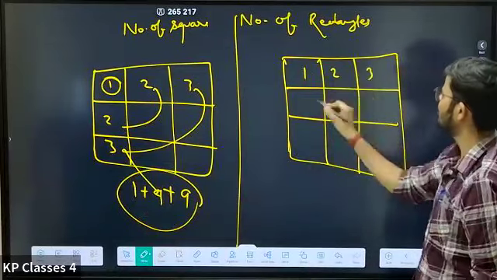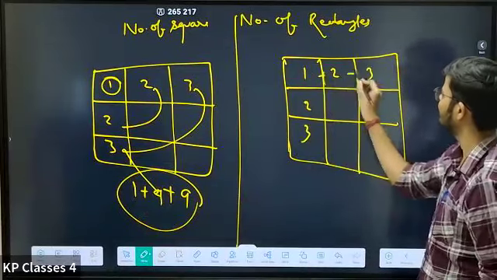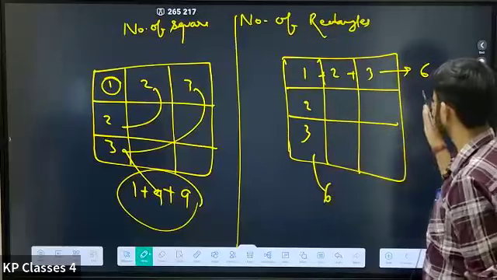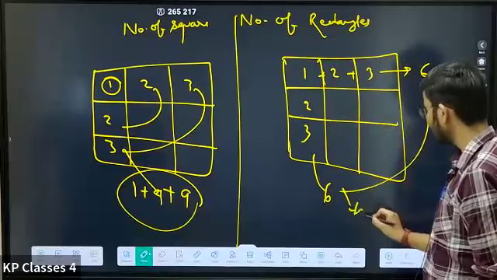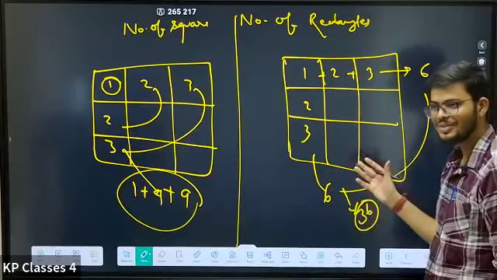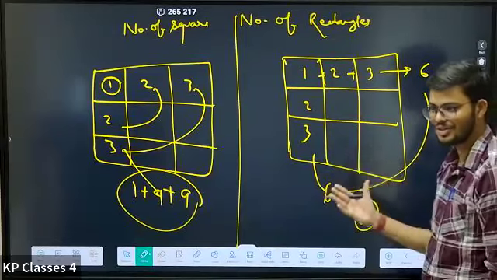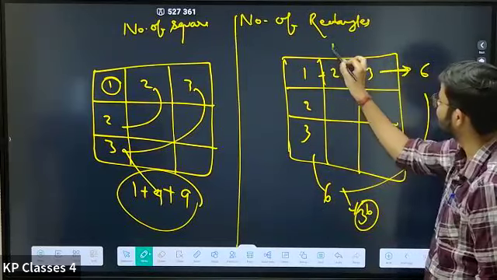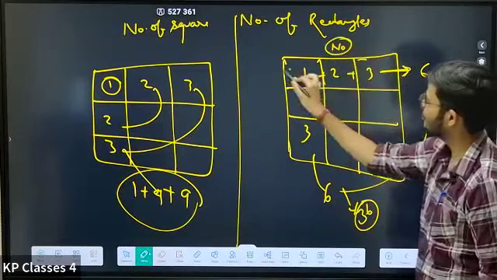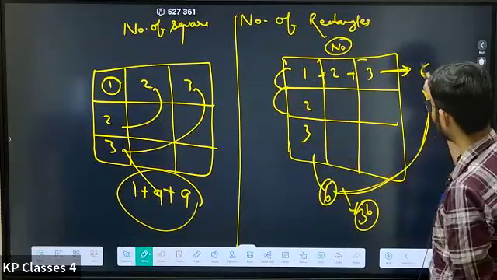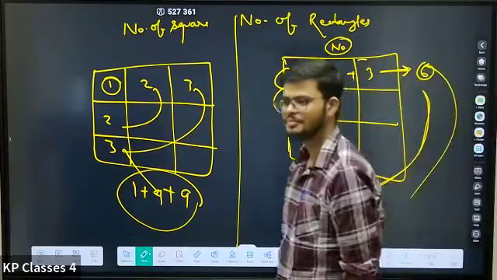Here also 1, 2, 3, 1, 2, 3. Add this, you'll be getting 3 and 3. This will be 6. This will be 6. 6 into 6, 36. Now you know that if you're going to count 36 rectangles manually, this is a very daunting task. But here in this case, you add the number of columns, add the number of rows, and whatever additions you get, just multiply both. You will be getting the answer.